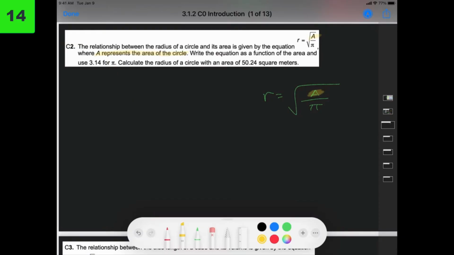Okay, so they want us to do 2 things here. They first want me to write the equation as a function of the area. Basically, all that means is they want A equals. How do I kind of change this around? So how do I solve for A? So I'm going to get rid of this thing, so power of 2. So you're going to have r squared. This cancels, and the square root with the index cancels. And so you're left with A over pi. And then I'm just going to multiply both sides by pi.